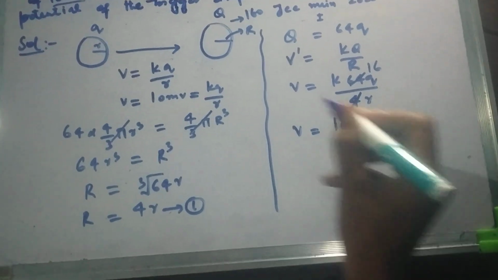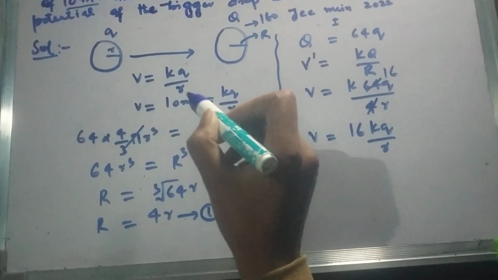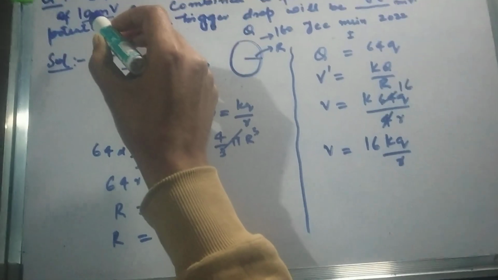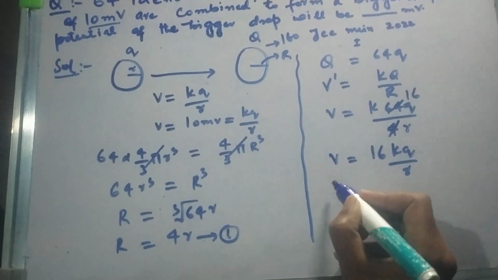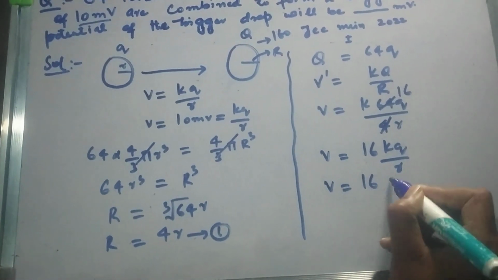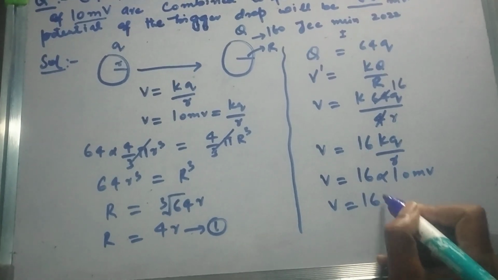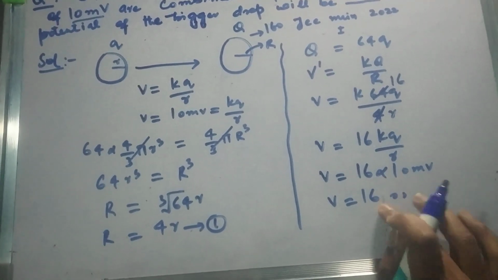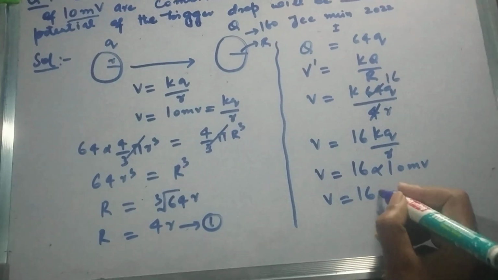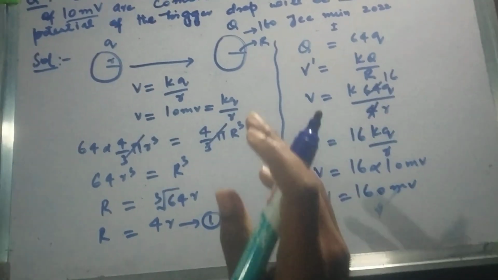This kq upon small r is the potential on the small drop, which equals 10 millivolt. This is given in the question. So V dash equals 16 into 10 millivolt, which equals 160 millivolt. This is the answer to the question.